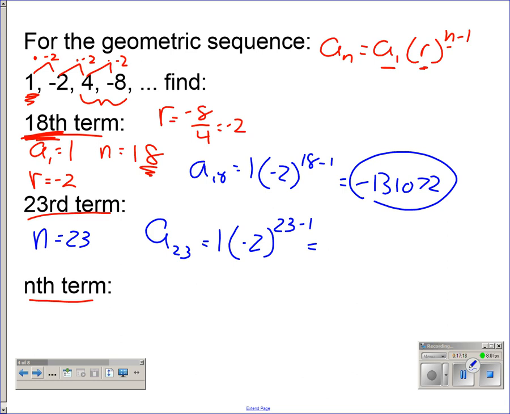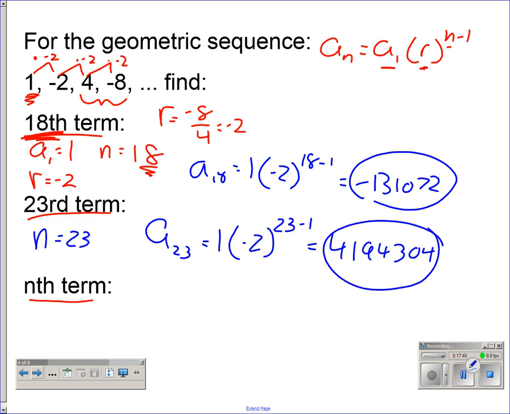It's a little bit farther down the list, so I expect that number to be a little bit bigger, maybe positive, maybe negative, but it's a bigger number. What do we got? 4,194,304. Beautiful.